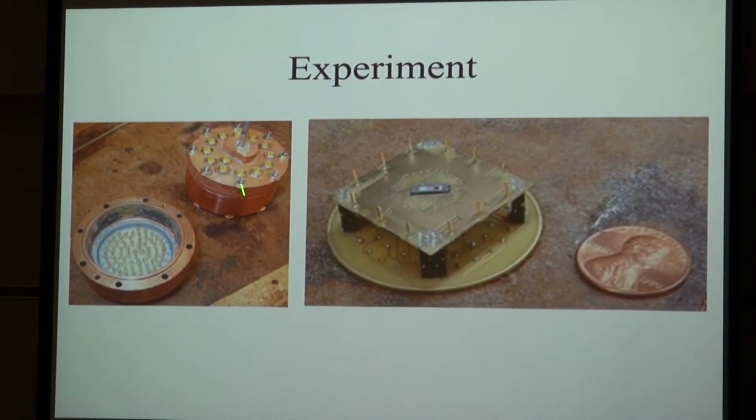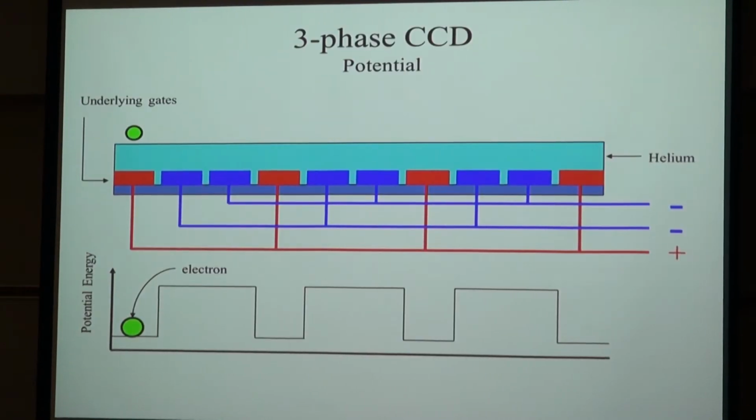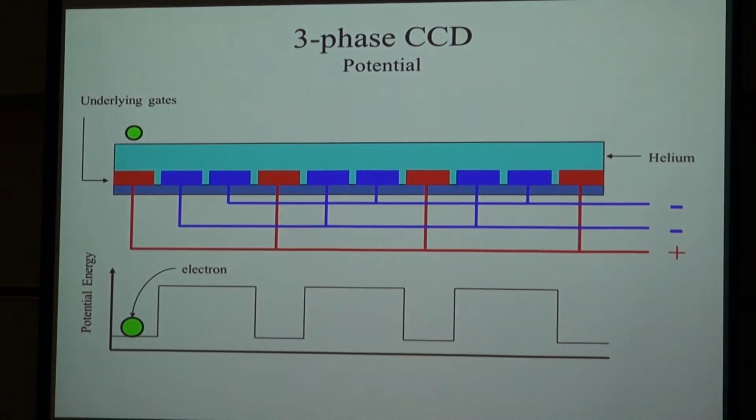Here is a picture of the chip, and yes, there are a lot of connections to this thing. That's mounted up on a board. Now we're going to do a three-phase CCD. The way this works is we have three different phases, so in the end, only 3 gates coming out.